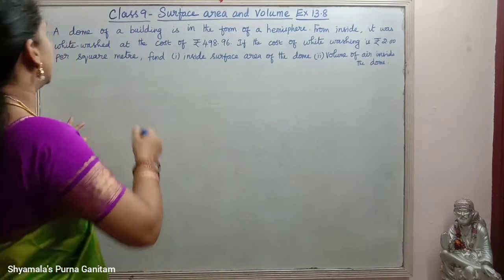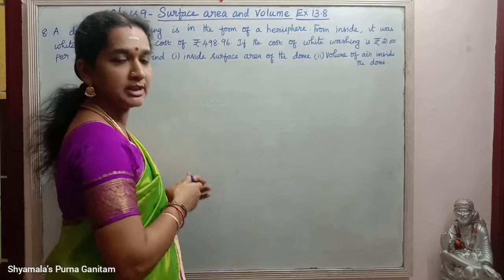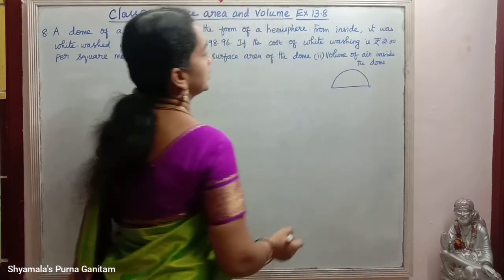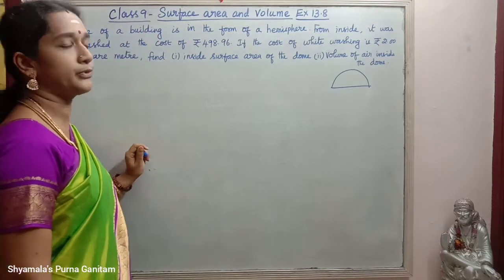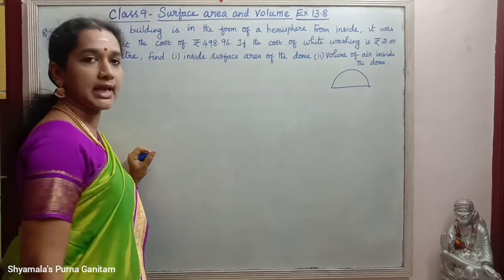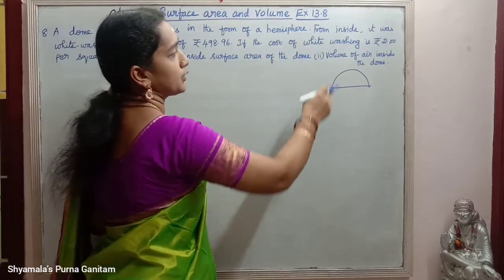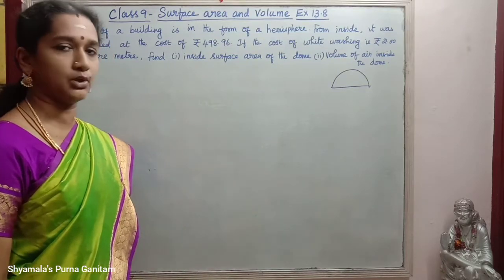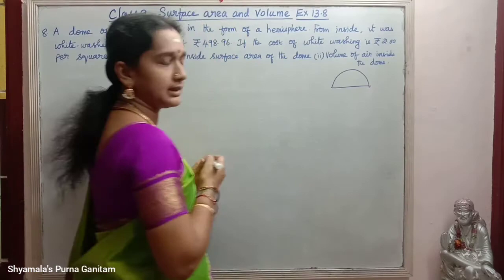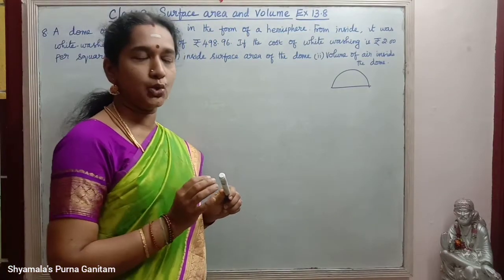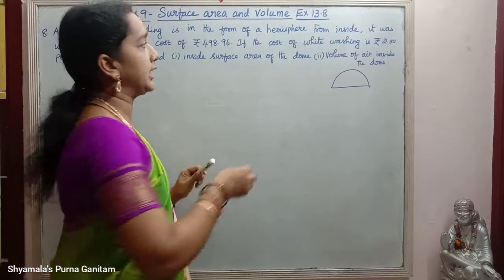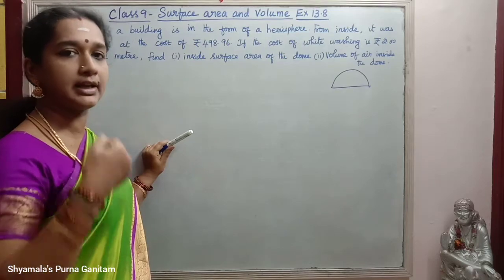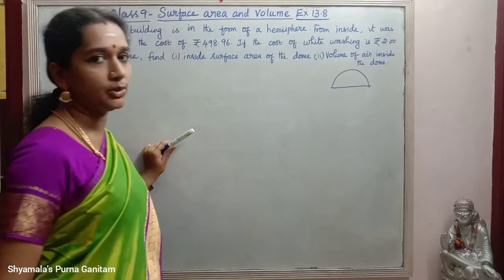Next sum is, a dome of a building is in the form of a hemisphere. From inside it was whitewashed at the cost of rupees 498.96. If the cost of whitewashing is rupees 2 per square meter, find the inside surface area of the dome and the volume of air inside the dome. So for finding the volume we need the radius. For finding the radius, only this information is given, that is the surface area of the dome. From that we will find the radius and substitute it in the volume formula.